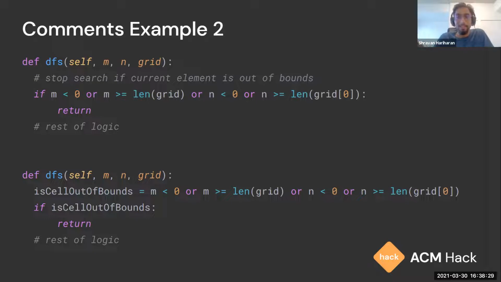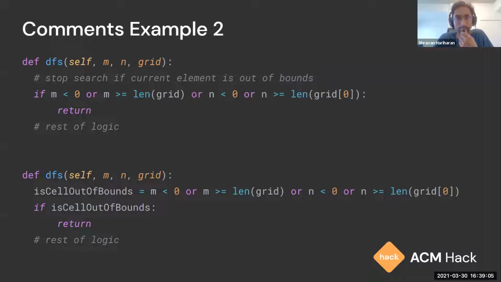So again, this is kind of redundant because we don't actually need this comment if we just capture it in a variable name, right? If you look at the second function, we have is cell out of bounds. That's a nice name that basically summarizes what the comment says, and it makes the if statement even clearer, because it reads just like English. If is cell out of bounds, then return. It's not really English, but it's so much easier to understand if you capture it in a clean descriptive variable.